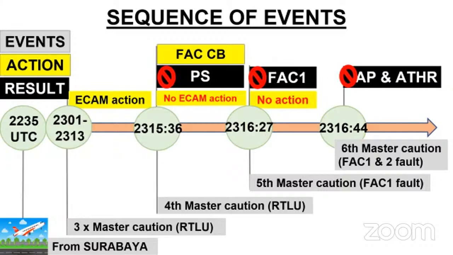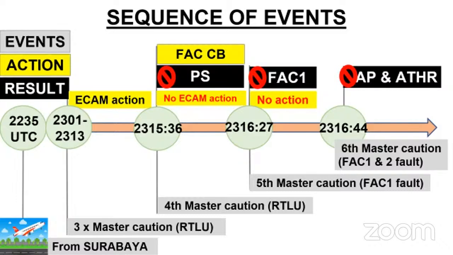When the aircraft was cruising, there were 3 master caution activations associated with the rudder travel limiter unit malfunction between 2301 and 2313. The pilots performed the ECAM actions and the system returned to function normally. At 2315, the 4th master caution of RTLU malfunction was recorded, but this time the recorder did not record ECAM action. At 2316, the 5th master caution of FAC1 getting faulty was followed by the 6th master caution of both the FACs getting faulty, resulting in the autopilot and the auto thrust getting disengaged.